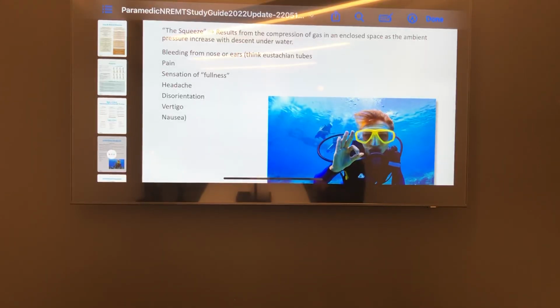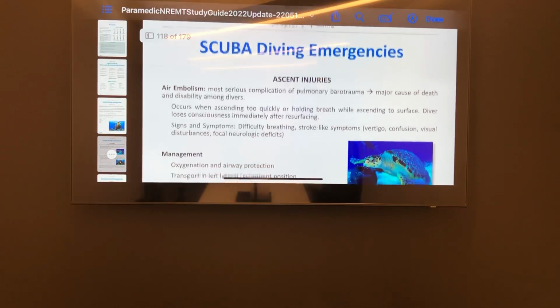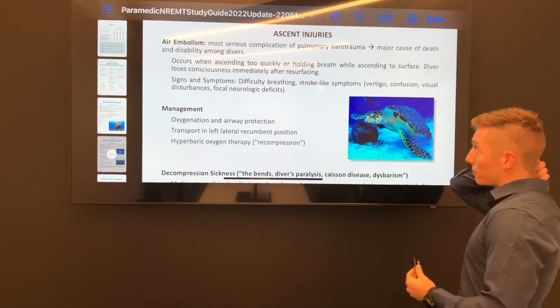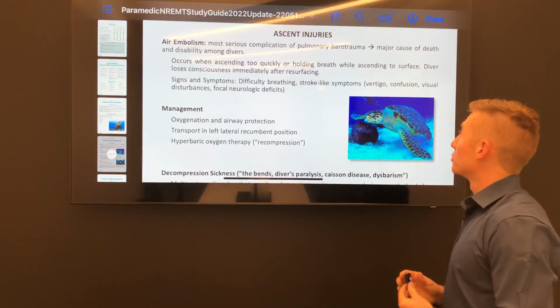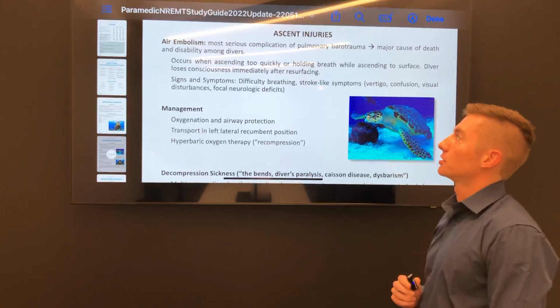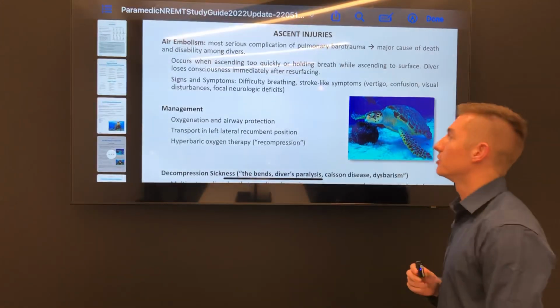Disorientation, vertigo, nausea, all of these can occur. Scuba diving emergencies, ascent injuries if you come up too fast. Air embolism, the most serious complication of a pulmonary barotrauma, major cause of death and disability among divers. If you're in an environment like this, panic is typically what is going to kill you.